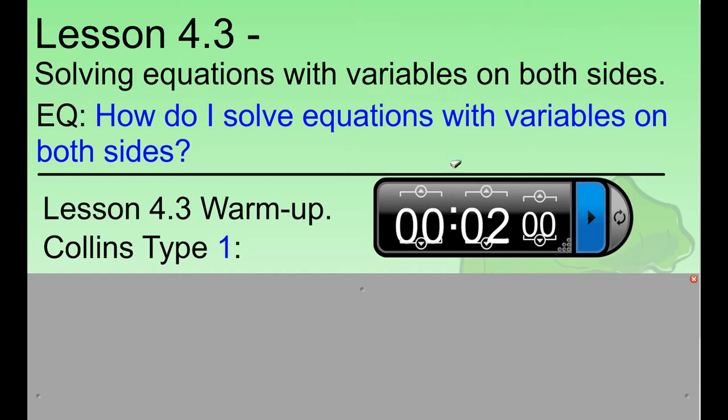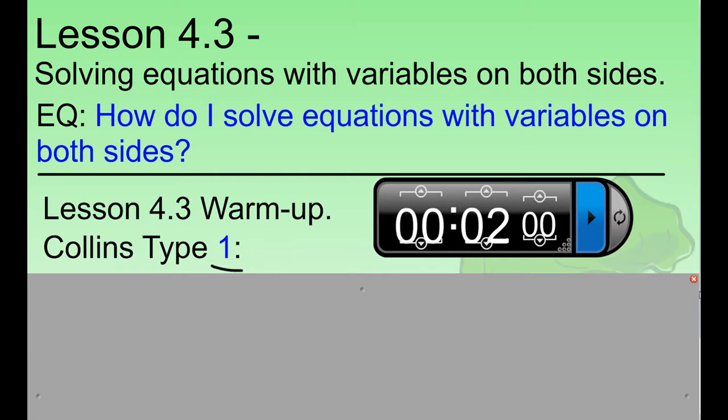This lesson, we're going to use all 5 steps of the solving equations method. So let's get into it. The central question says, how do I solve equations with variables on both sides? It's pretty straightforward. And for our warm-up here, it is a type 1.